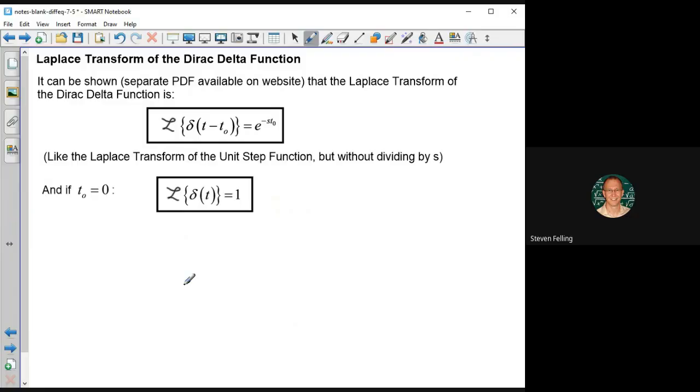All right, so it can be shown, and I've got a separate PDF if you're interested in the derivation of this, that the Laplace transform of the Dirac Delta function at time t equals t0, a constant, is e to the minus s t0. It's like the Laplace transform of the unit step function, but without the dividing by s. And then if time t0 is 0, it turns out that it's e to the 0 and therefore 1. So in fact, we do have a function whose Laplace transform would be 1, and that would be a Dirac delta function if the time of application was 0.